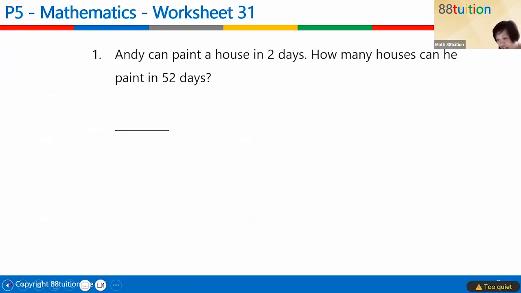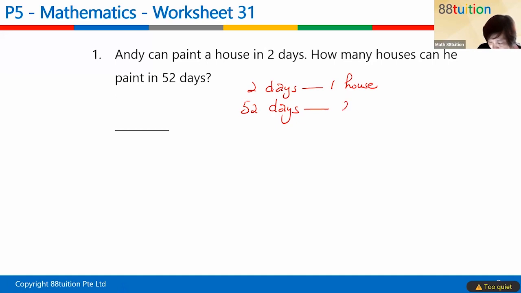Now, Andy can paint a house in 2 days, right? So 2 days to paint one house. So good. Then how many houses can he paint if he has 52 days? Of course, this will increase. So you'll get 26 houses. How do you get 26 houses? 52 divided by 2, you get 26.